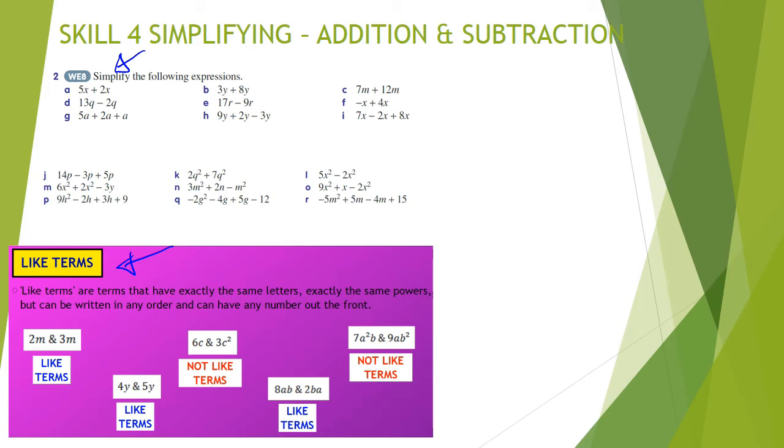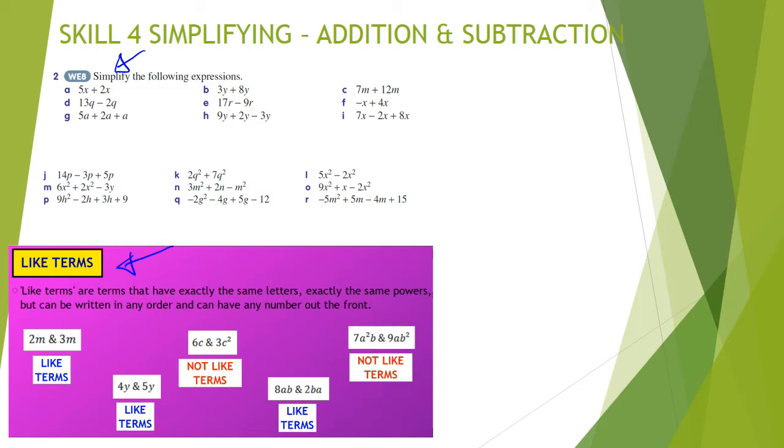At the bottom of the slide, there's a definition for like terms. Like terms are where we have exactly the same letters and exactly the same powers in more than one term. The letters and the powers can be written in any order and they can have any number out the front. What's most important is that the letters are the same and the powers are the same. If they are, then you have like terms.